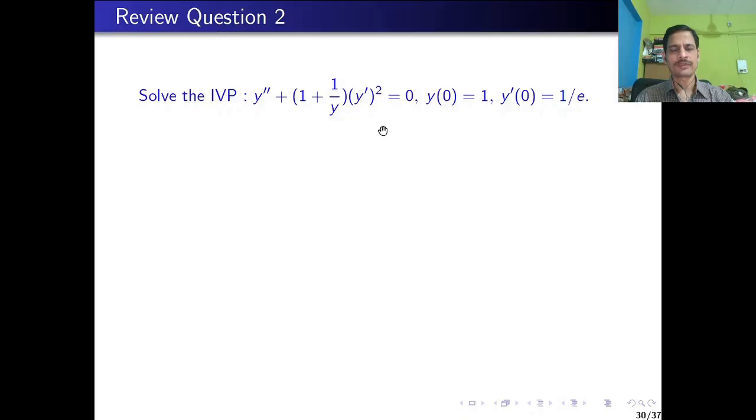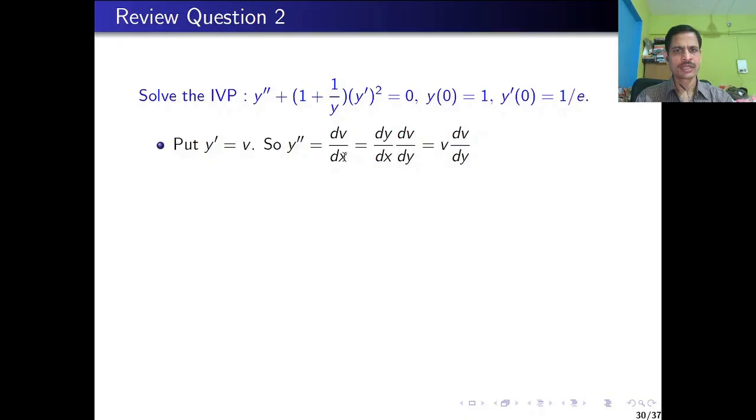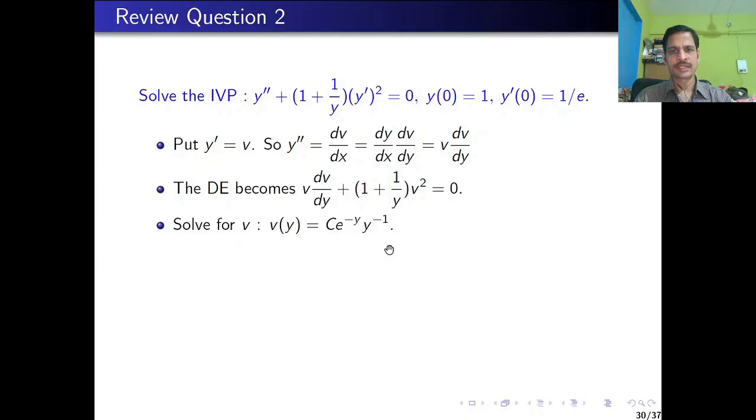So here the form of the differential equation suggests that we can take the dependent variable to be v, where v is equal to y prime. So y double prime is equal to dv by dx, which is equal to dy by dx times dv by dy, which is equal to v times dv by dy, because dy by dx is v. So we can substitute this in the given initial value problem, and then it becomes a first order differential equation in the dependent variable v. So y double prime is replaced by v dv by dy. Then we have that plus (1 plus 1 by y), and y prime becomes v, so you have v squared equal to 0. Now this is in the form of a separable ODE. So we can rearrange the terms.